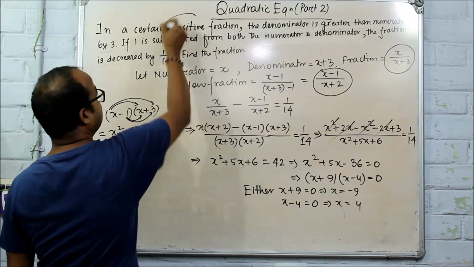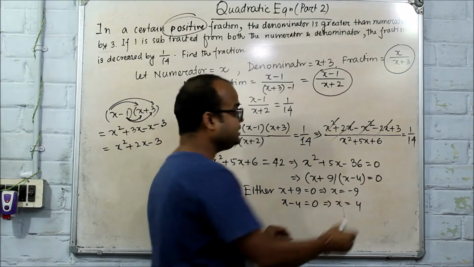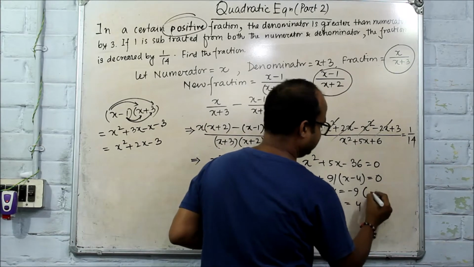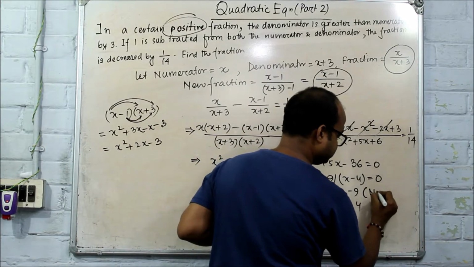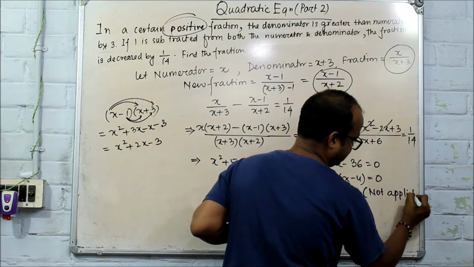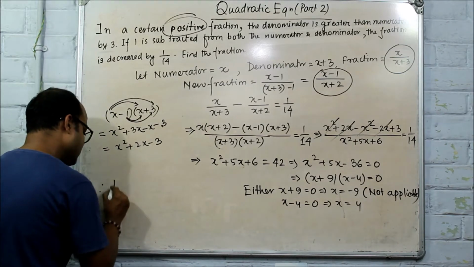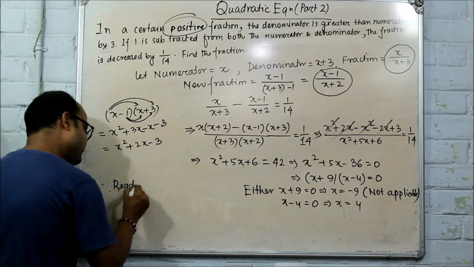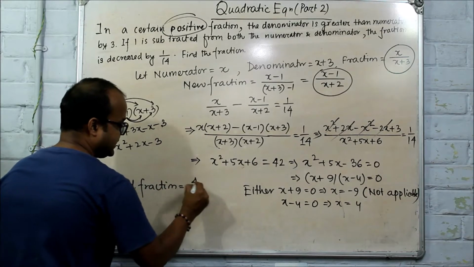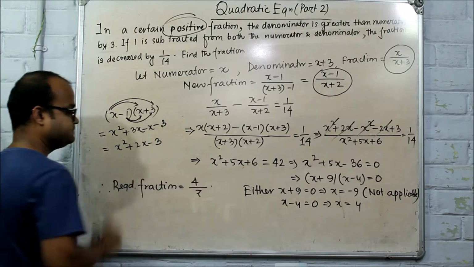Now see, it is a certain positive fraction, so x should not be minus 9, otherwise you will get the fraction as negative. So we write it as not applicable. So x is equal to 4, therefore our required fraction is x by x plus 3, that is 4 by 4 plus 3, 7.